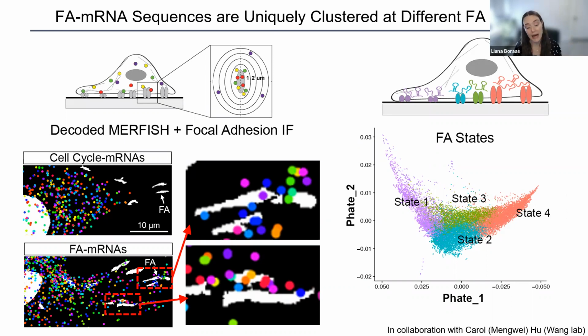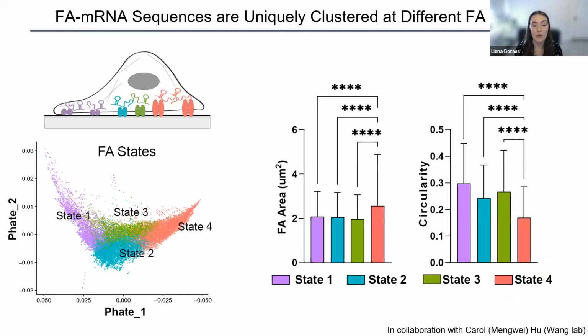We can then go back and look at the focal adhesions themselves and say, okay, is there something unique about the focal adhesions in state 4 versus state 1, for example? And what we found is that there were some focal adhesion size differences as well as circularity between the 2 clusters, particularly between state 1 and state 4. And again, these were only defined based on the RNA that was nearby.